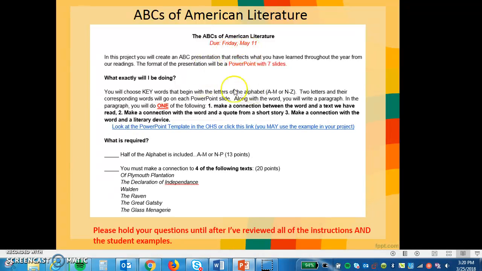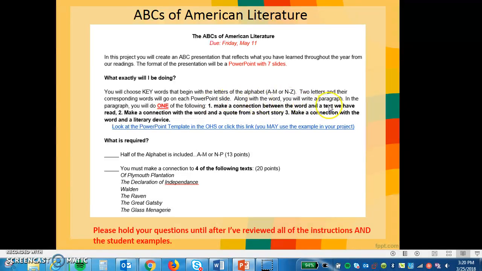You're going to essentially create a PowerPoint, Prezi, or Google Slides assignment with 7 slides. On the slides, you will choose keywords that begin with the letters of the alphabet, either A through M or N through Z. It's up to you to pick the first half or the second half, but you're not doing both. You're going to have 2 letters and their corresponding words on each slide.